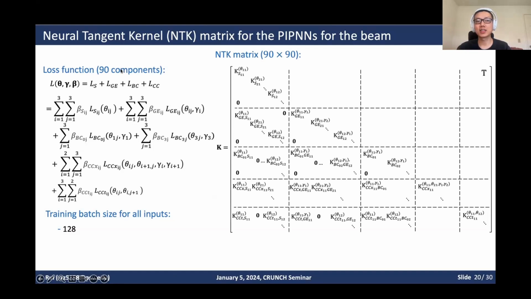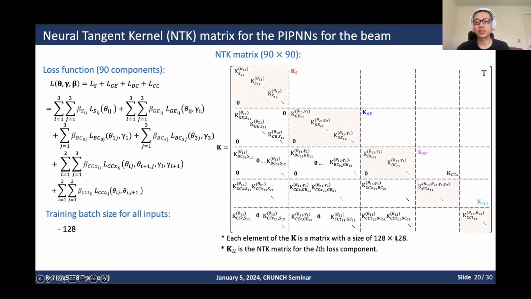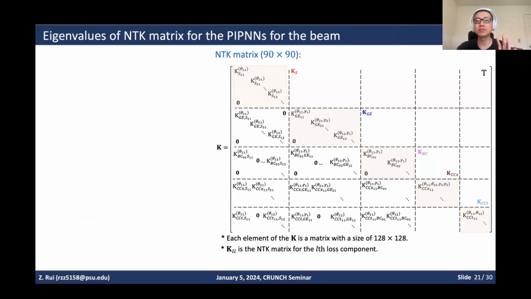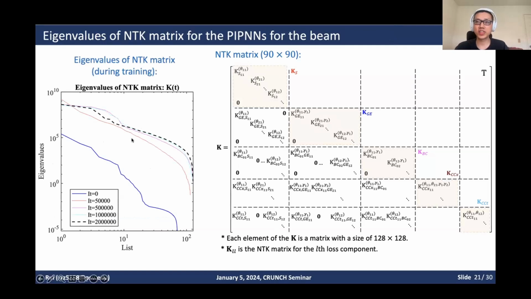Because we have 9 loss components, the NTK matrix will be 9 by 9. Each element is a square matrix with a size of 128 by 128, because the batch size for the input is 128. The elements on the diagonal are the NTK matrices for each loss component. When we get the NTK matrix, we can calculate the eigenvalues, so I use this figure to present the eigenvalues of the NTK matrix.